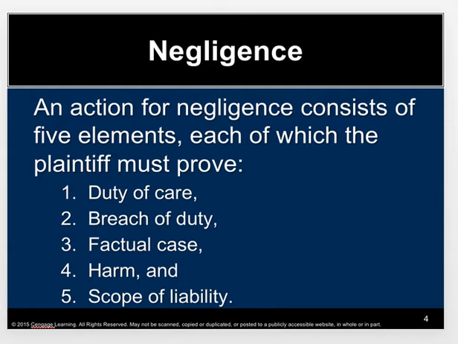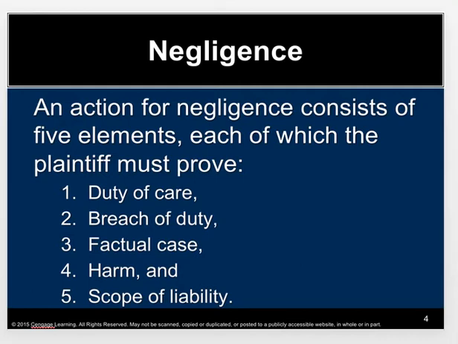The fourth element is harm. So there has to be actual harm. In my accident example, it's very simple. Obviously, if I hit you, you suffered harm, even if you don't go to the hospital, right? Your car was damaged. So that's still harm. I'm going to have to pay for the damage to your car. So even though you may not have been physically injured, your personal property, your car, was. So harm can either be to the person or to someone else's property.